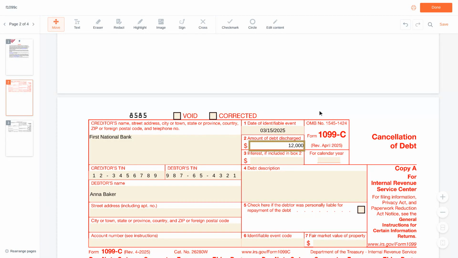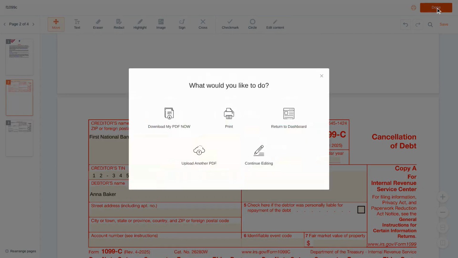When Form 1099-C is complete, send the debtor copy by the deadline, file the required copy with the IRS, and keep one for your records. Debtors should remember that canceled debt may be taxable, but exclusions exist, so it is worth checking the rules or consulting a professional.